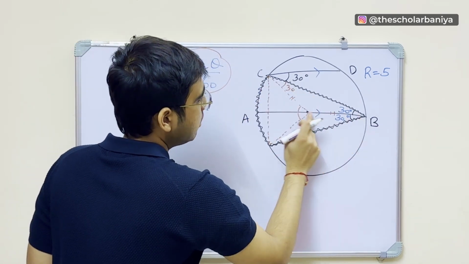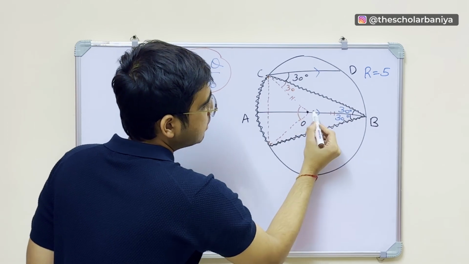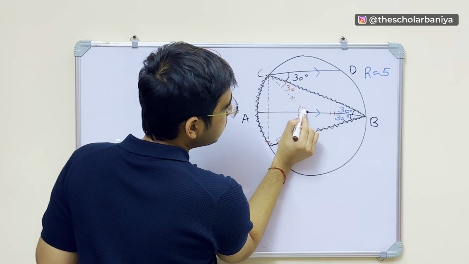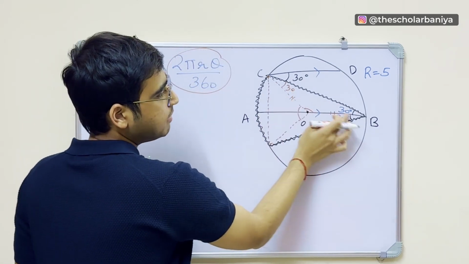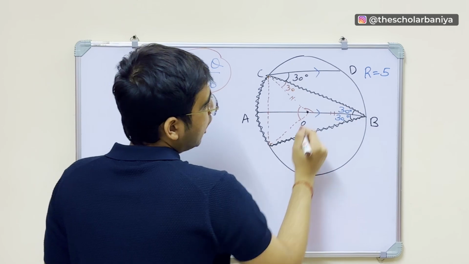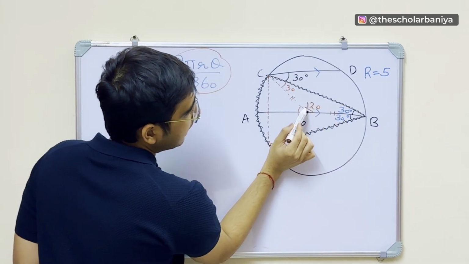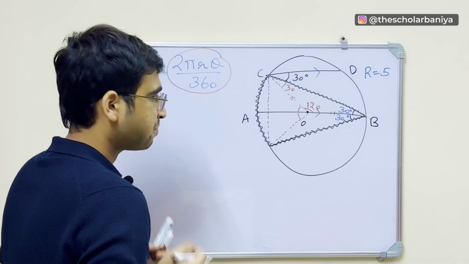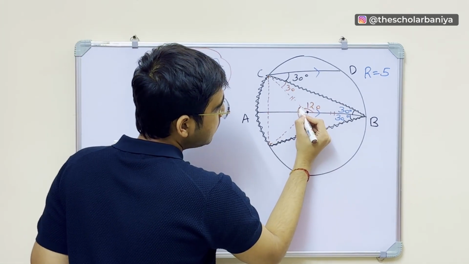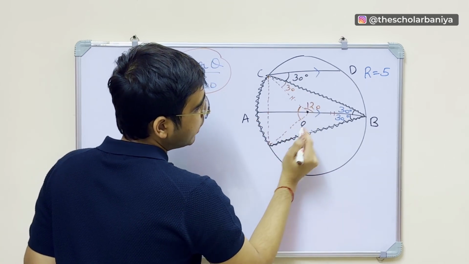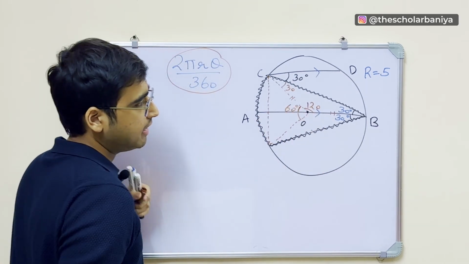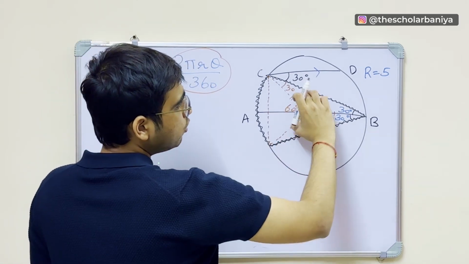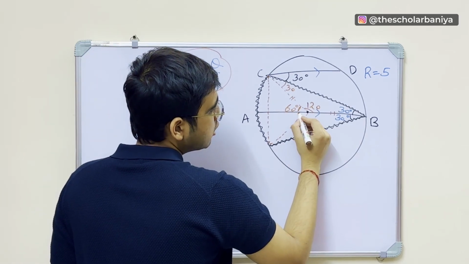If you see in this triangle, this side is equal to this side. So this is 30, this will also be 30. Then how much will this angle be? This will be 180 minus 30 minus 30. So this comes out to be 120. So this angle in this triangle comes out to be 120. How much will this angle be? This angle will be 180 minus 120, which is 60. So this angle comes out to be 60. And because these two figures are identical, this angle will also be 60.